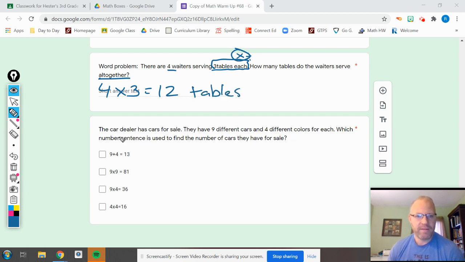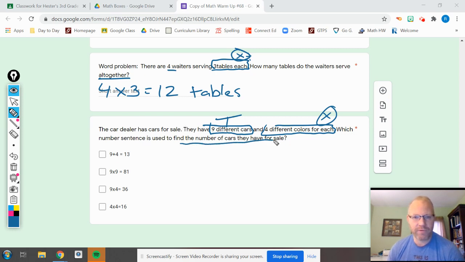And then finally, the car dealer has cars for sale. They have 9 different cars. That's a total. And 4 different colors for each car. Okay, so there's not a total. We have 9 cars and 4 different colors for each. So this is a multiplication problem because they want to find the total number of cars. So since they need to find the total, we have 9 times 4 equals what?